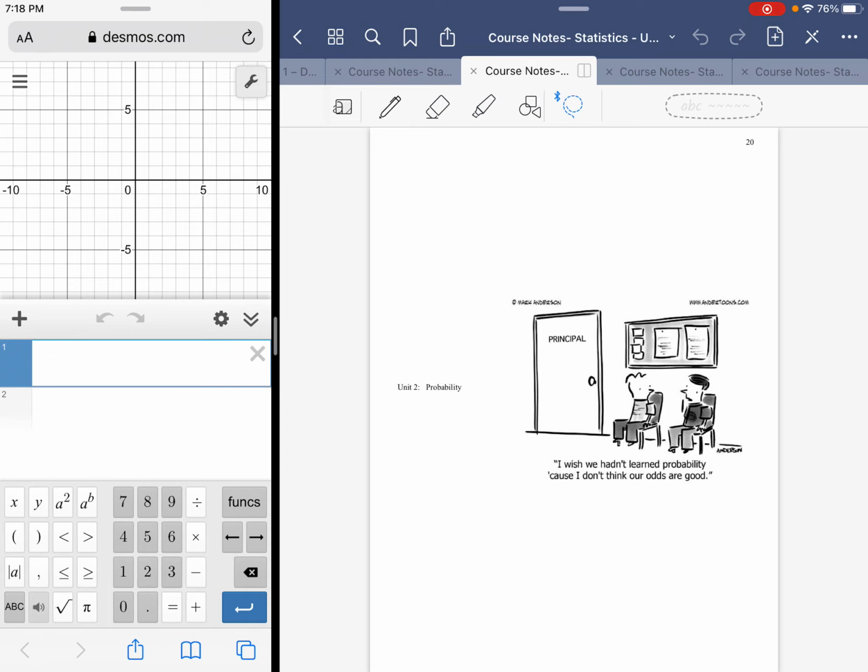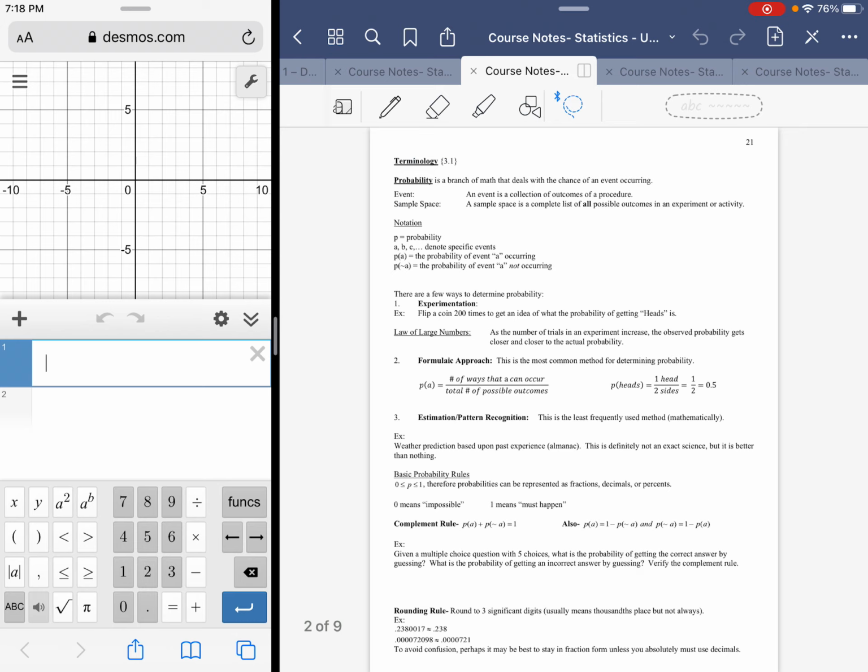Okay, so we're looking at page 20 in the packet, and we're starting Unit 2 on probability. Well, 21 actually. 20 was just the title page. So, in order to understand probability, we've got to start speaking the language a little bit. Probability is a branch of math that deals with the chance of an event occurring. Most people know that. That's a term you're probably familiar with. But some of the other terms, event and sample space, maybe not.